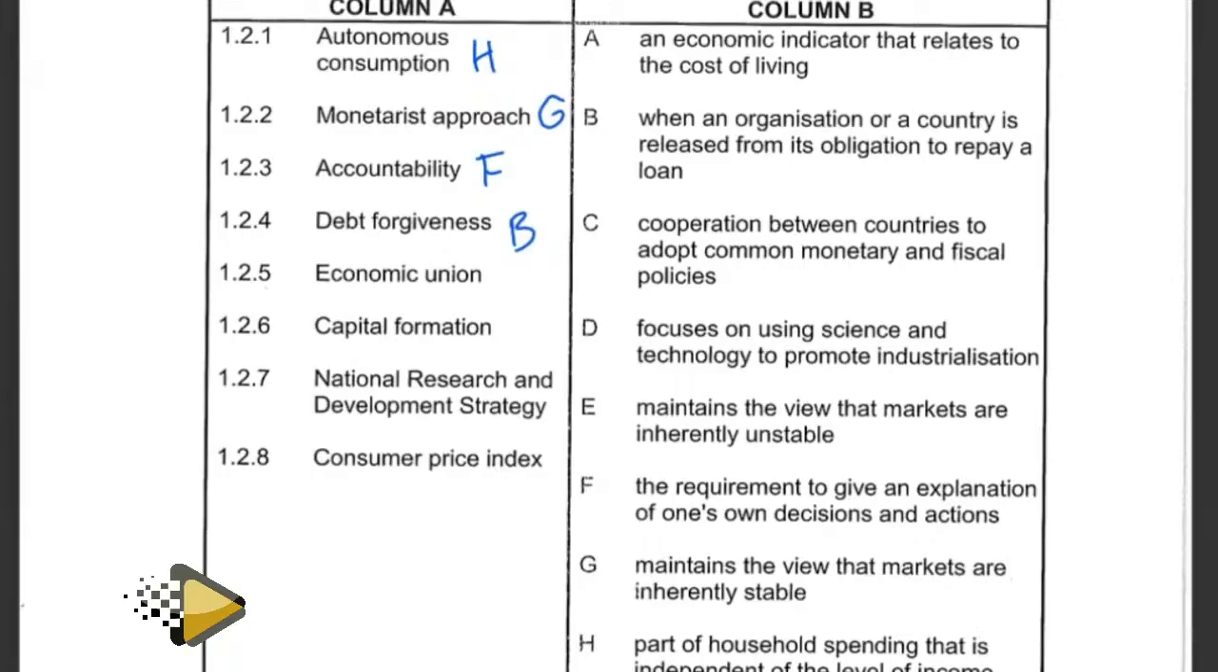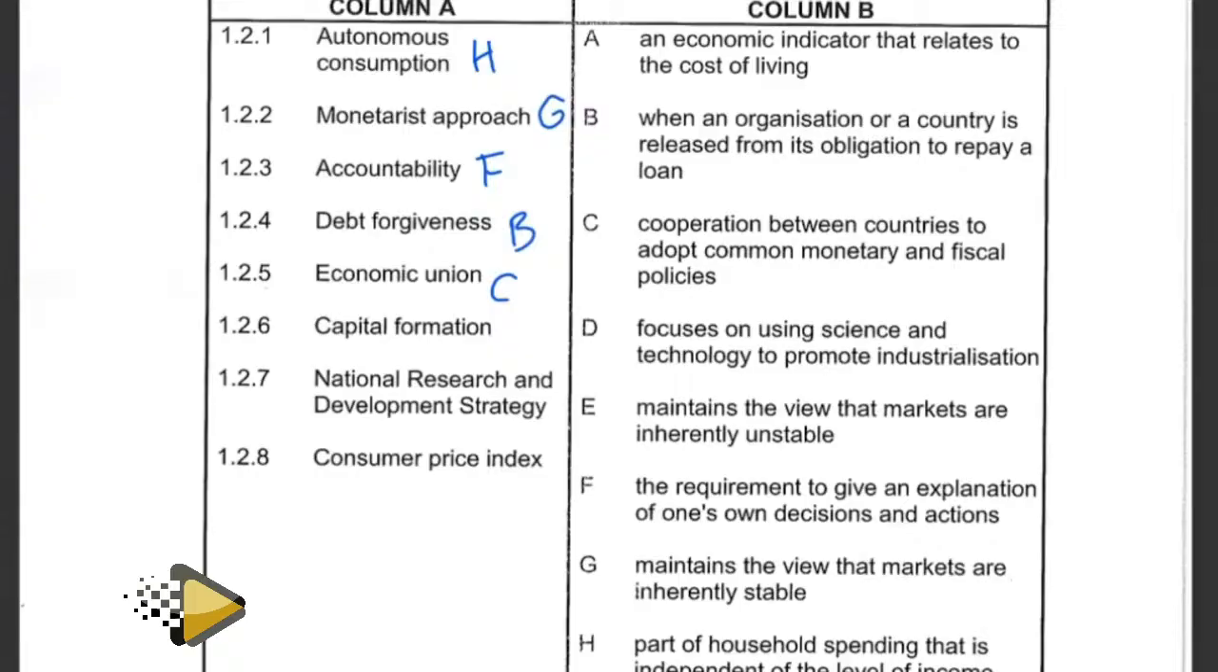Now let's move on to the next option. The next question that we have, 1.2.5, reads as follows: economic union. So now, when we talk of the economic union, we refer to cooperation between countries so as to adopt common monetary and fiscal policies. If you check the list of the characteristics or features given, the appropriate answer in this regard is going to be C. Okay, right, grade 12. So now let's move on to the next question. The next question, we have 1.2.6, which reads as follows: capital formation.